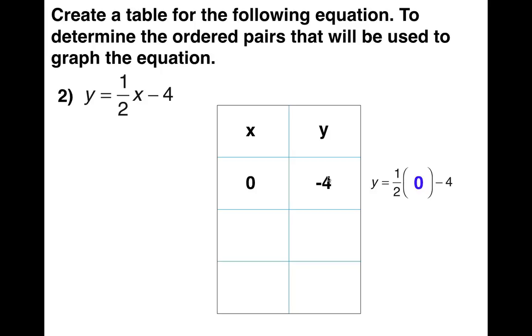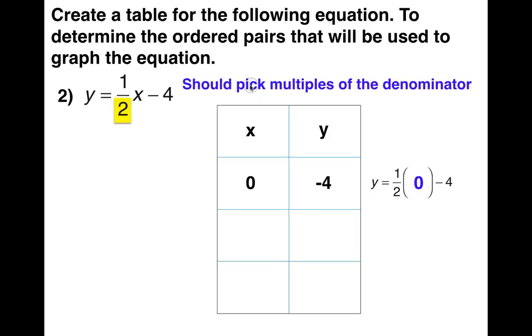Now, the next easiest number, what a lot of people would think, is 1. But I disagree. 1 is not going to be the easiest number because I'm going to end up with 1/2 times 1, which is 1/2, minus 4, which is negative 3 1/2. I prefer to work with whole numbers. So the way we avoid fractions is by using multiples of the denominator. Since my denominator is 2, I'm going to pick multiples of 2. So instead of using 1, I'm going to use a multiple of 2, which would be 2.